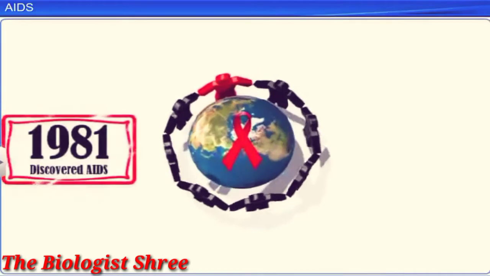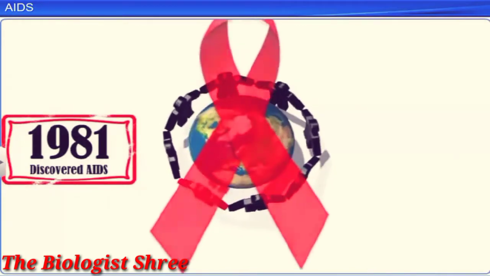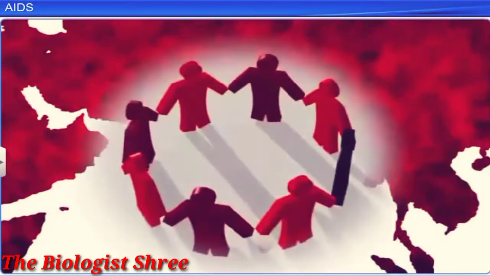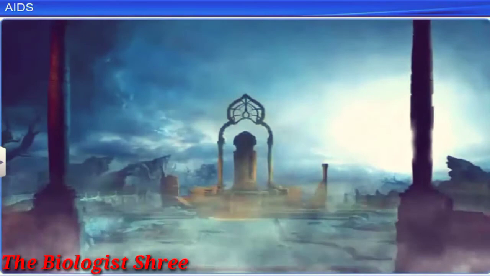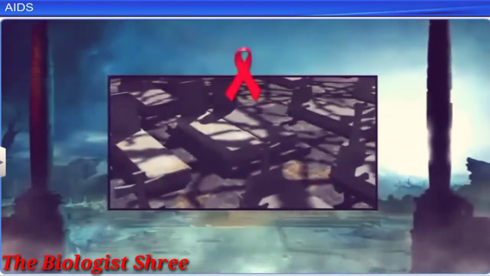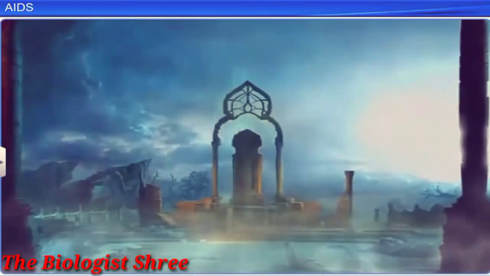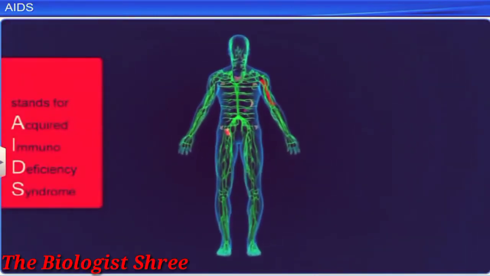Since 1981, when AIDS was first discovered, it has now become a pandemic, spreading through human populations around the world. In the last 25 years, it is estimated to have killed 25 million people around the world. AIDS stands for Acquired Immunodeficiency Syndrome.